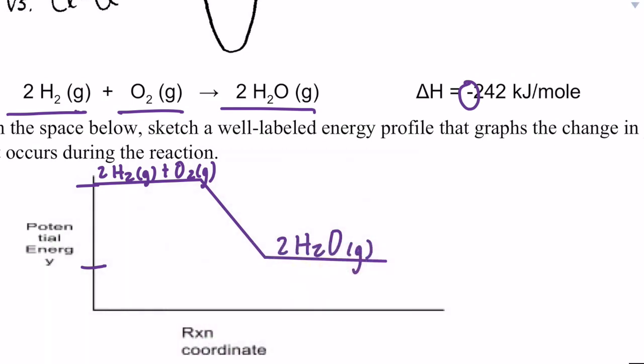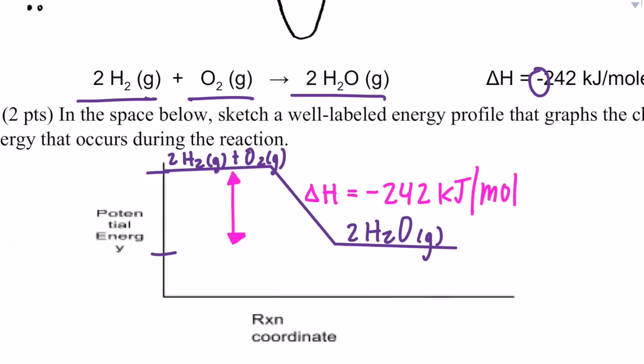Then the last thing you're going to want to put on here is your delta H value. And that needs to go next to the diagonal line because we're looking at the change in potential energy from the top to the bottom. That's what this delta H value is telling us. And there's our graph.